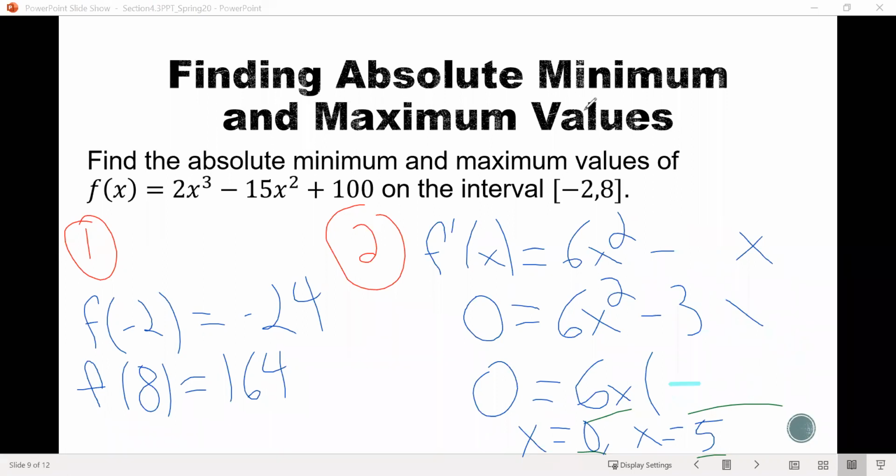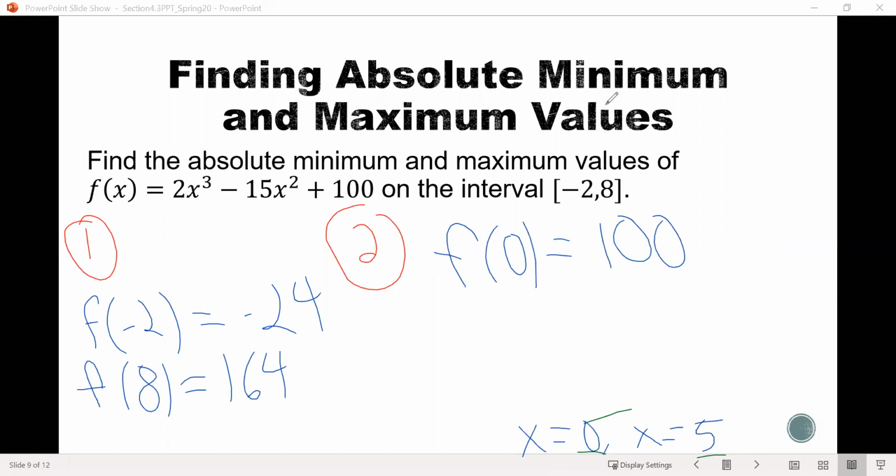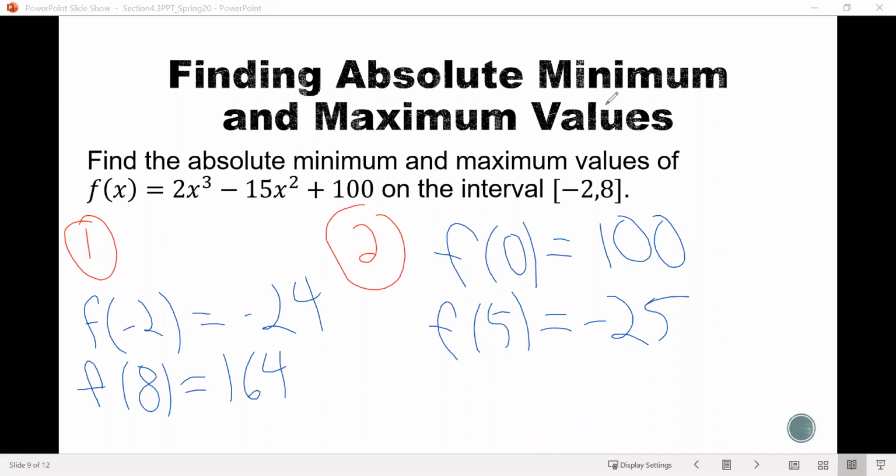Okay, so if we do that, what we will end up with here, we'll do f of 0. As you plug that in, we're going to get 100. If you plug in f of 5, then we get negative 25. Okay, and so that will complete step 2. And then step 3 from that process was to now compare these values. Okay, so look and see which are the largest and which ones are the smallest.